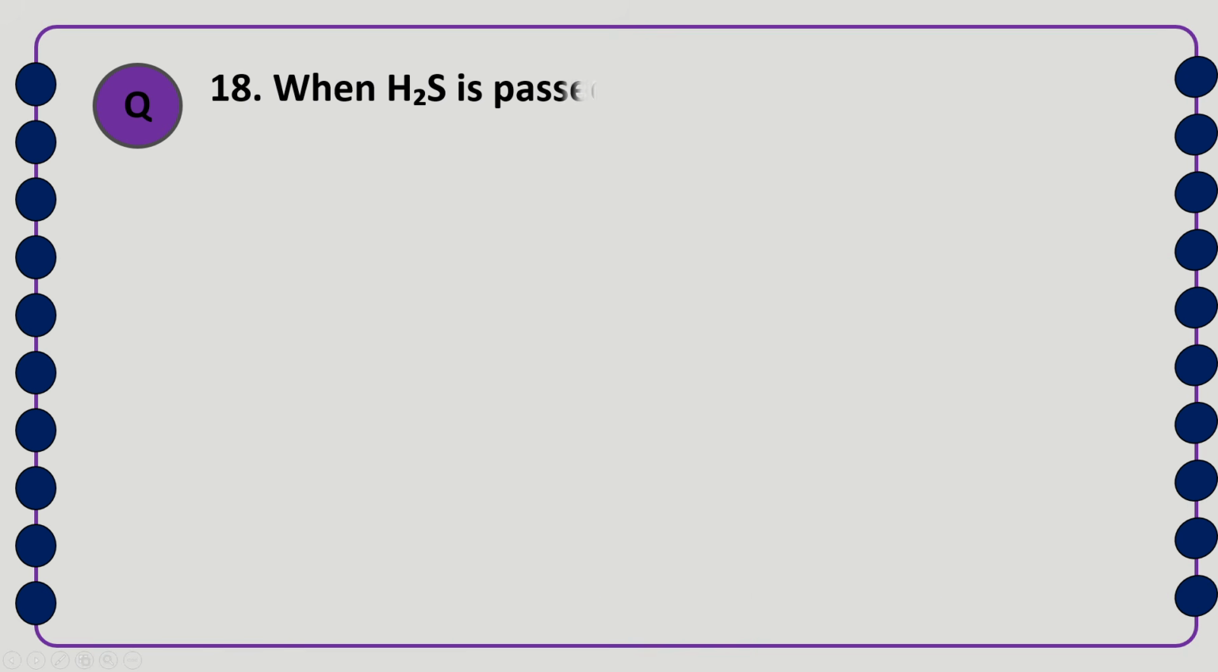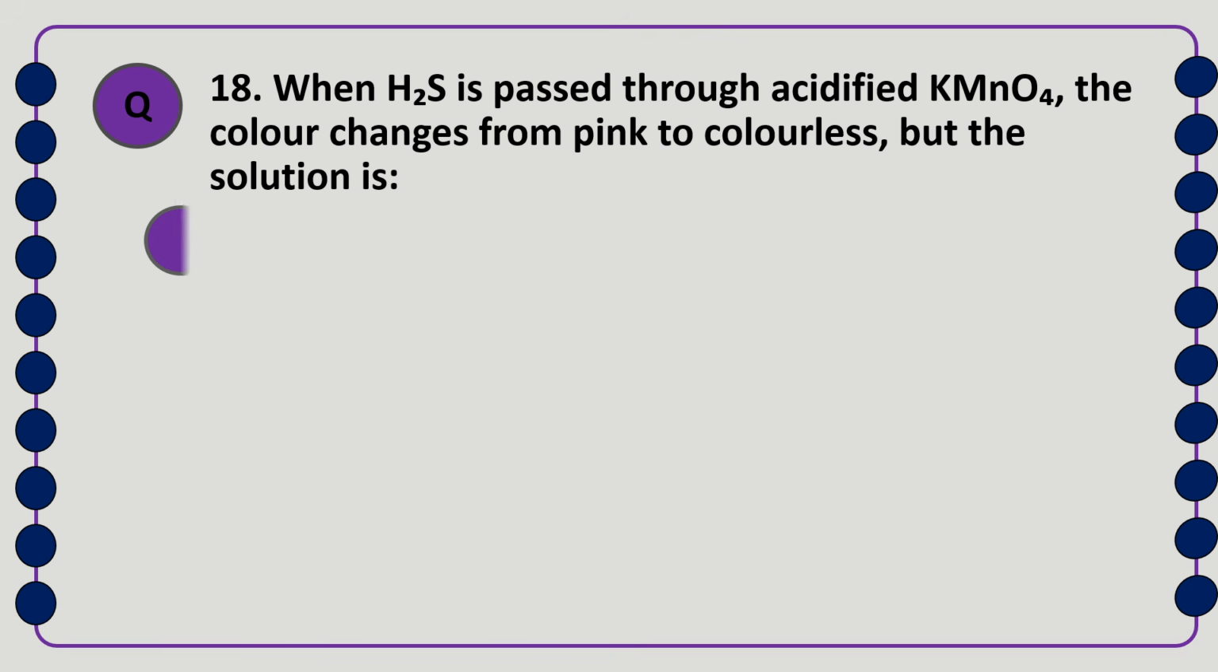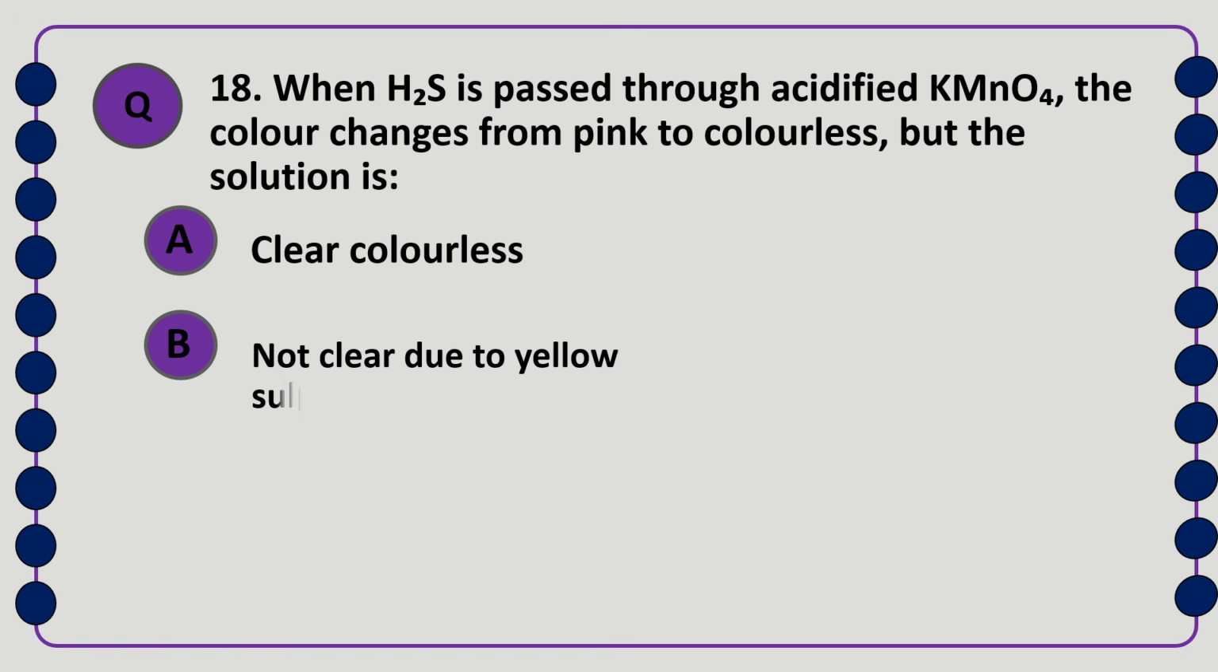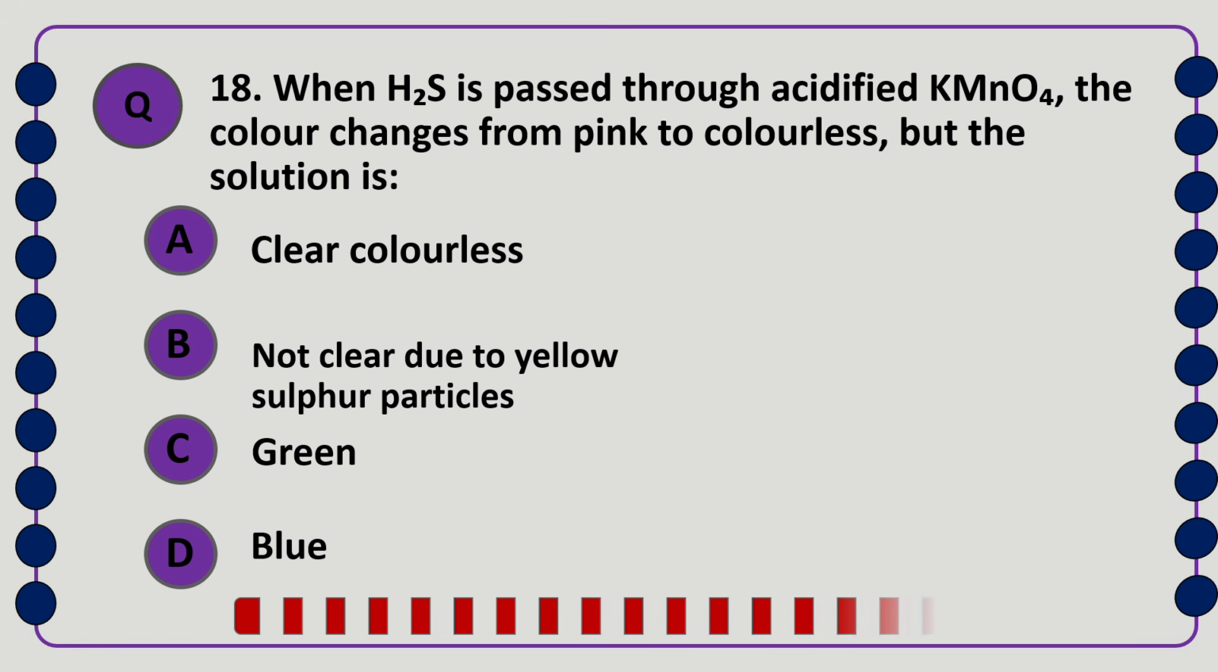Question number 18. When hydrogen sulfide gas is passed through acidified KMnO4, that is potassium permanganate, the color changes from pink to colorless, but the solution is clear colorless, not clear due to yellow sulfur particles, green, blue. Two options are very weird. What is the original color of KMnO4, students? It's pink. It's given here.